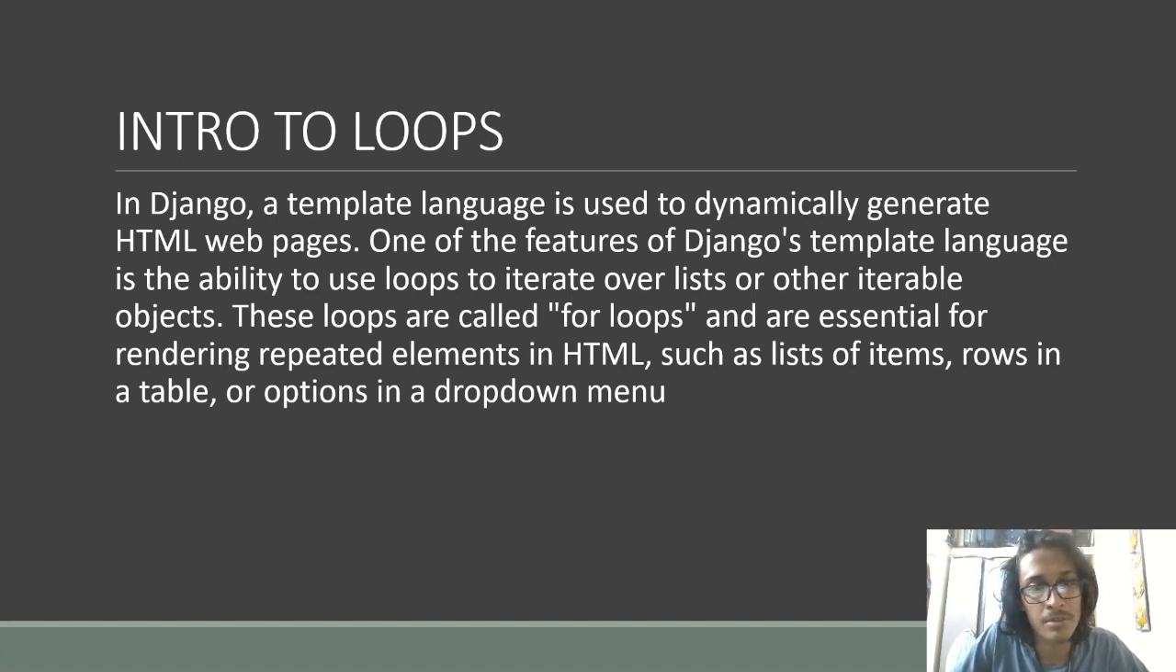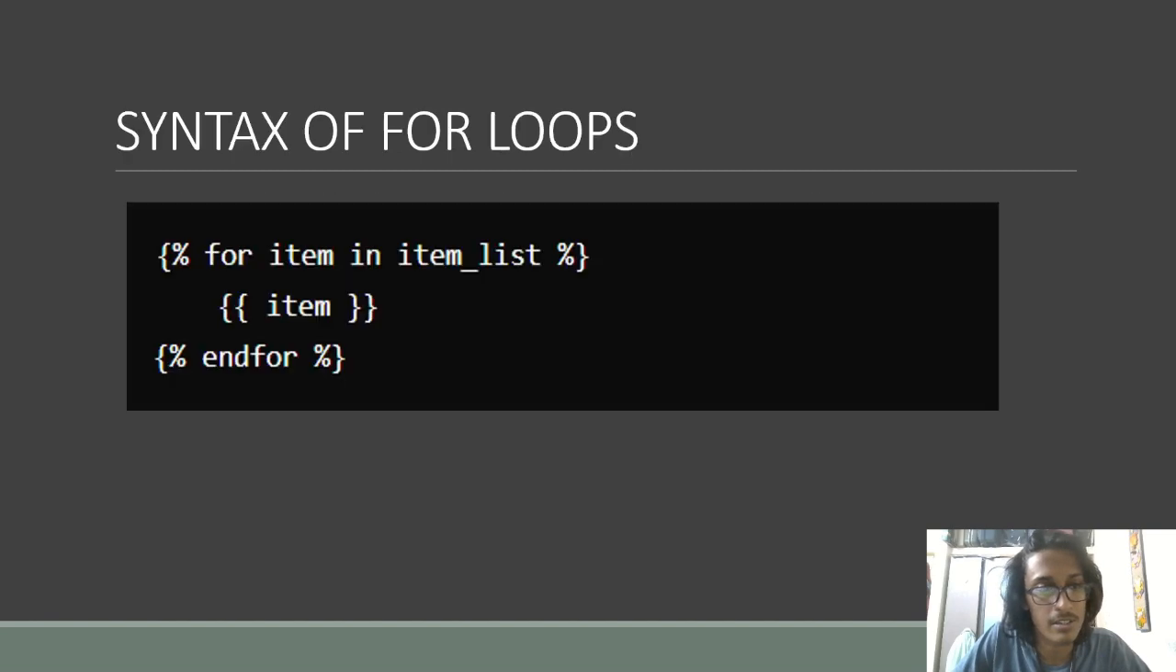In Django, a template language is used to dynamically generate HTML web pages. One of the features of Django's template language is the ability to use loops to iterate over lists or other iterable objects. These loops are called for loops and are essential for rendering repeated elements in HTML, such as lists of items, rows in a table, or options in a drop-down menu. So these are the things we have discussed earlier, right? This is the same thing we're learning in Django.